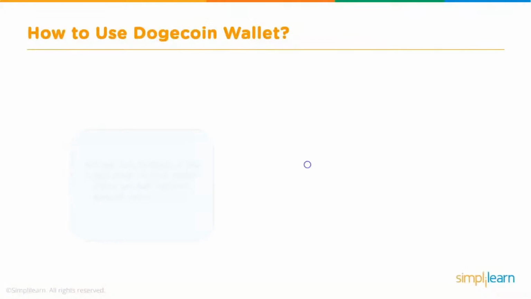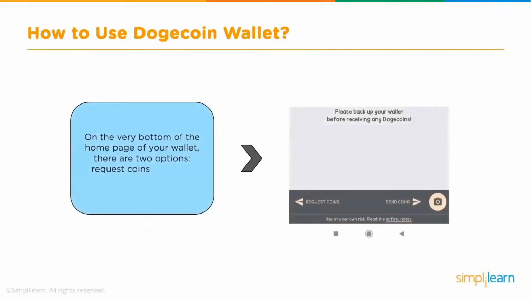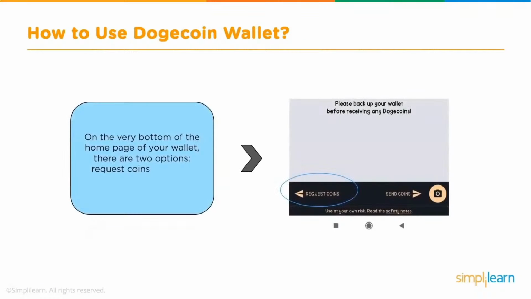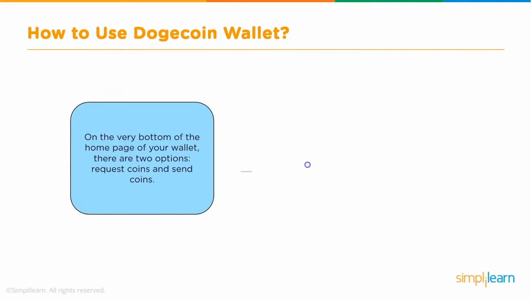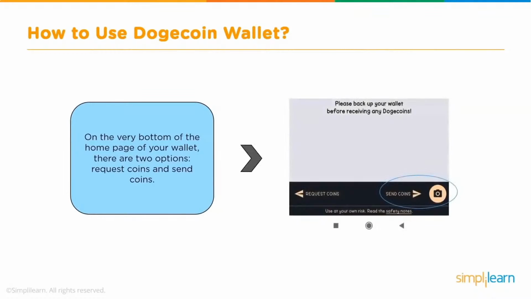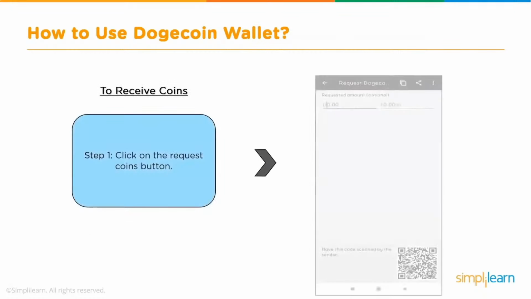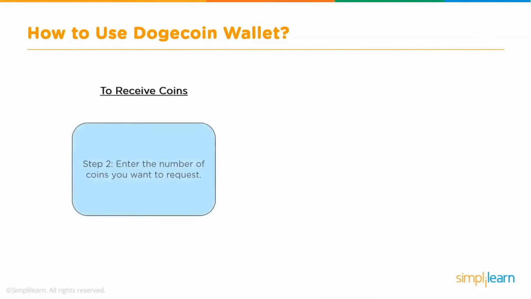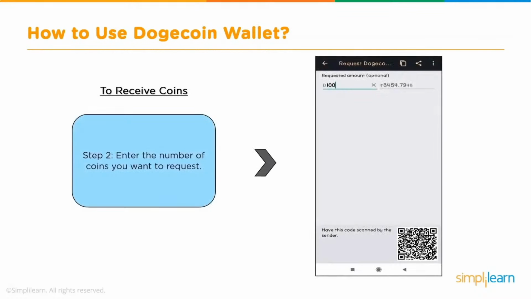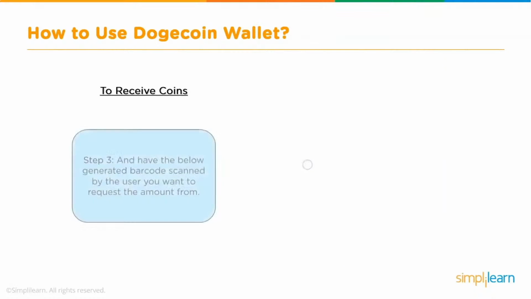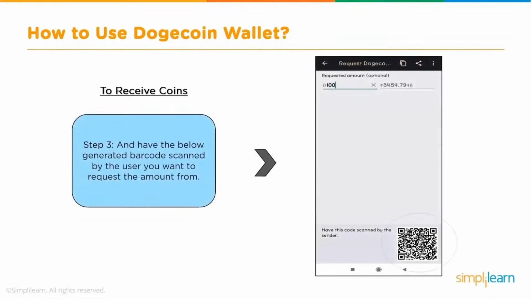On the very bottom of the home page of your wallet, there are two options. Request coins, where you can request Dogecoins from other users in the Dogecoin network. And send coins, where you can send Dogecoins to other users in the Dogecoin network. To receive coins, first click on the Request Coins button. Second, enter the required number of coins you want to request. And third, have the below generated barcode scanned by the user you wish to request the amount.